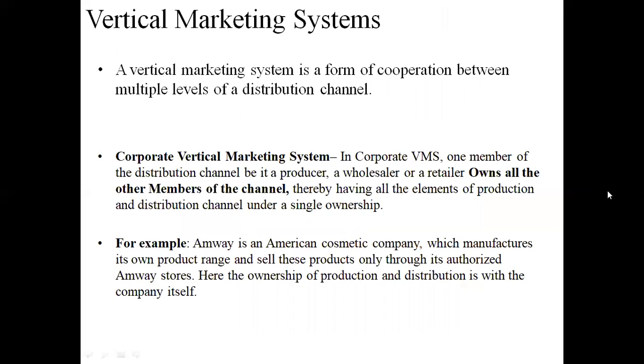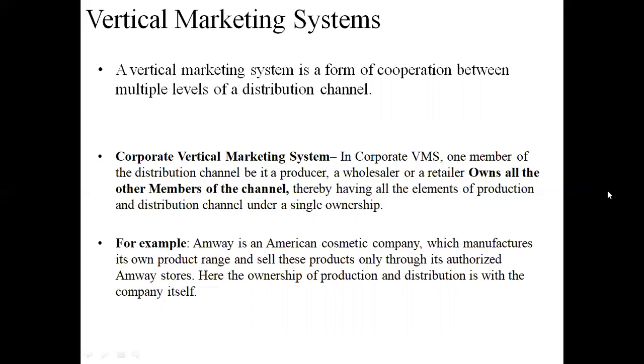So, a corporate vertical marketing system streamlines the process by bringing all elements of the distribution channels, from manufacturer to the stores, under the ownership of a single business unit. Okay, it means a single person owns all the different channel intermediaries. For example, I have given here Amway. You may all know this company. This company manufactures different products and they sell products only through their authorized Amway stores. So here the ownership of the product and distribution is with Amway itself.